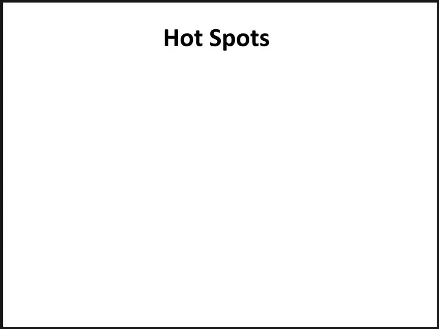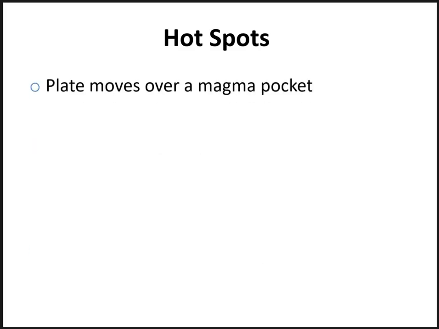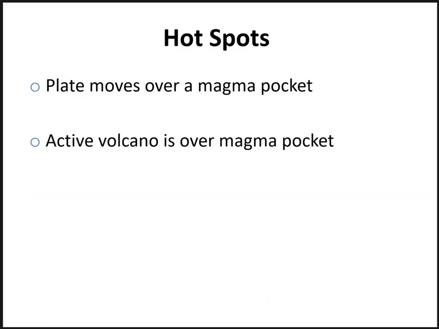This leads us to hotspots, and hotspots are an interesting phenomenon because you tend to get volcanoes in the middle of a plate, compared to a plate boundary as we've seen before. A plate is going to move over a magma pocket or a mantle plume under the surface. The magma is going to be forced up in the form of a volcano, and there tend to be very active volcanoes over a magma pocket.